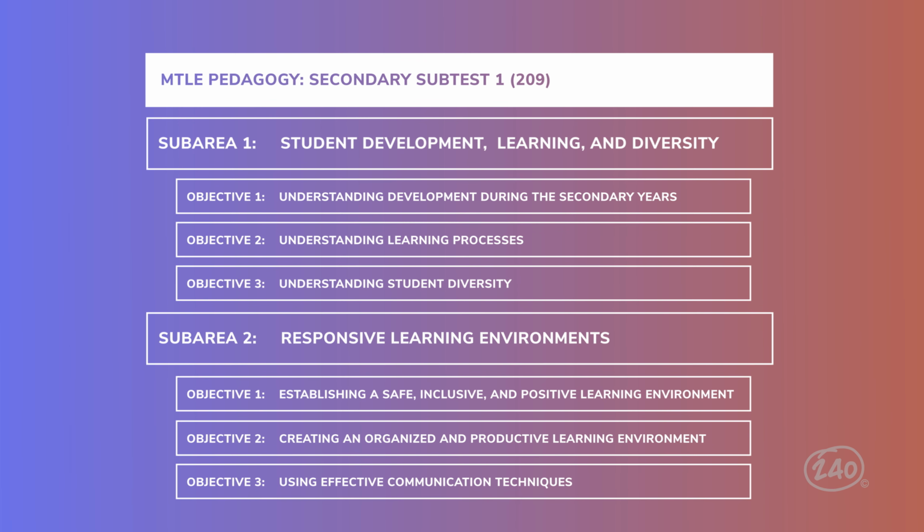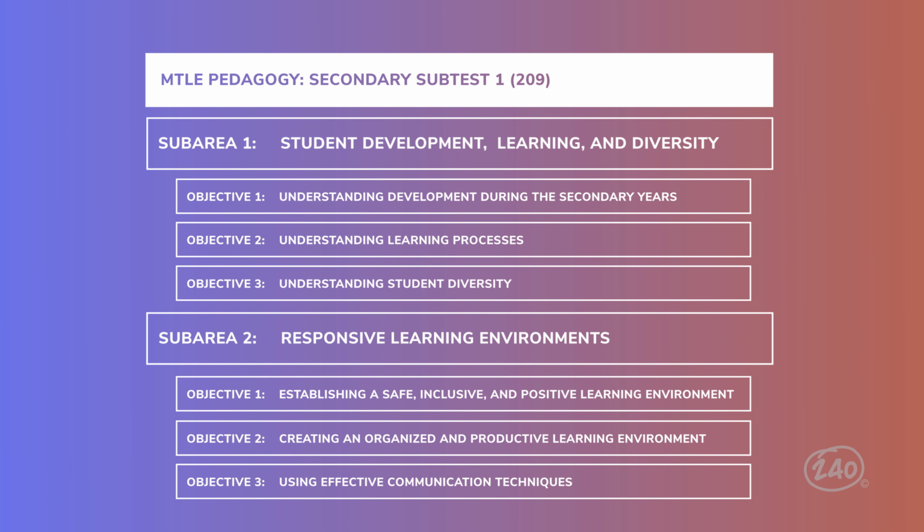In Sub-Area 1, we have understanding development during the secondary years, understanding learning processes, and understanding student diversity. Sub-Area 2 covers establishing a safe, inclusive, and positive learning environment, creating an organized and productive learning environment, and using effective communication techniques. If this seems overwhelming, don't worry. The 240 study guide will make it easy. Let's look at the first objective within Sub-Area 1.